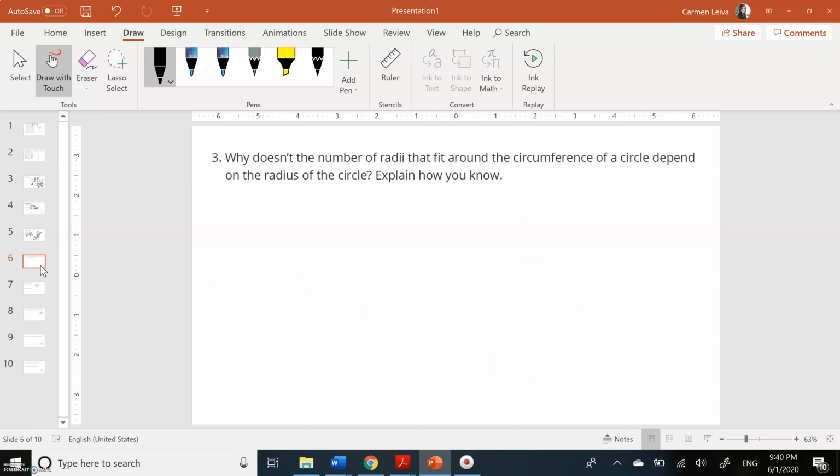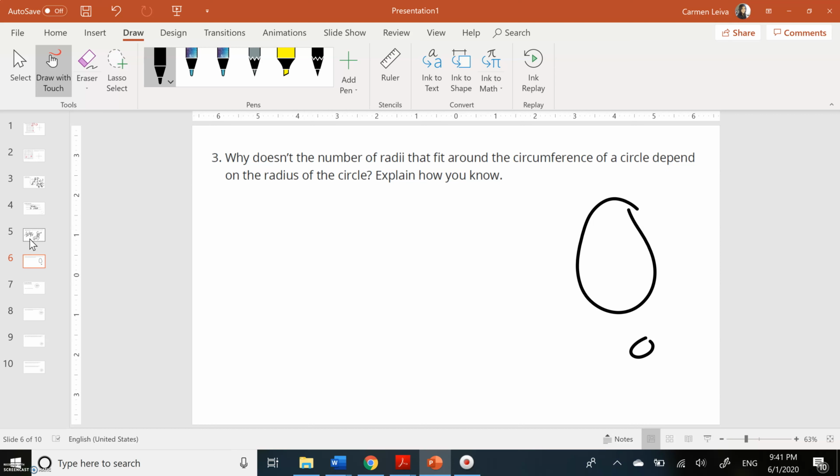Question 3 says, why doesn't the number of radii that fit around the circumference of the circle depend on the radius of the circle? In other words, if I have any circle here of any size, it could be a tiny circle, why doesn't the 2 pi or the other number affect the circumference? Why doesn't the number of radii that fit around the circumference depend on the radius of the circle?